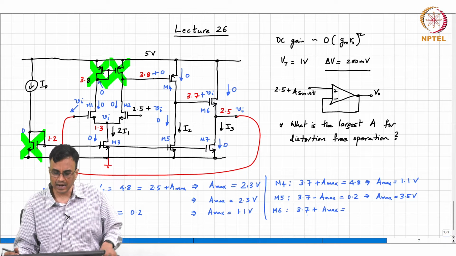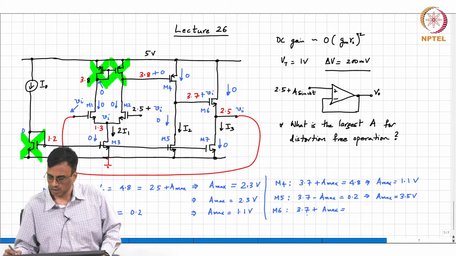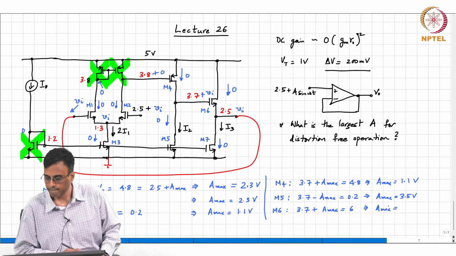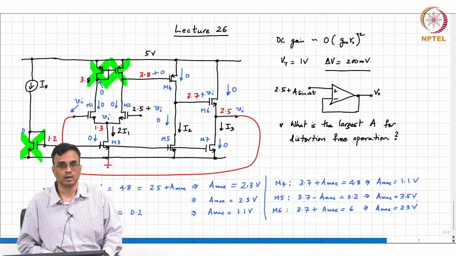Pardon? The drain potential is at 5 volts. So, how high can the gate go? Yeah, so that is 6 volts, which means that A max is 2.3 volts. All right.